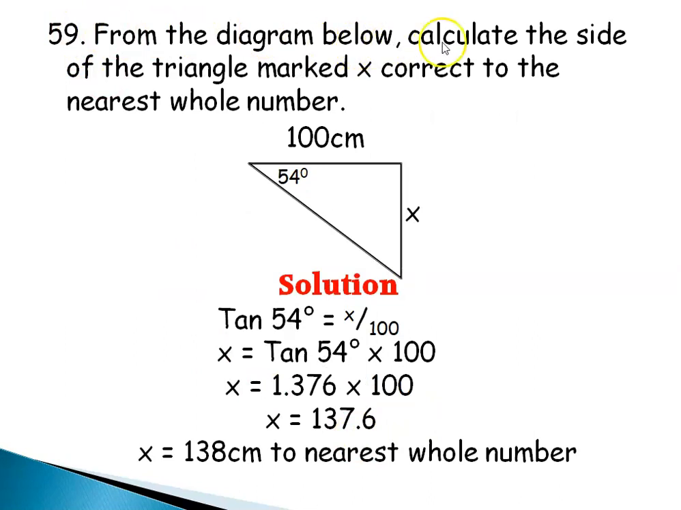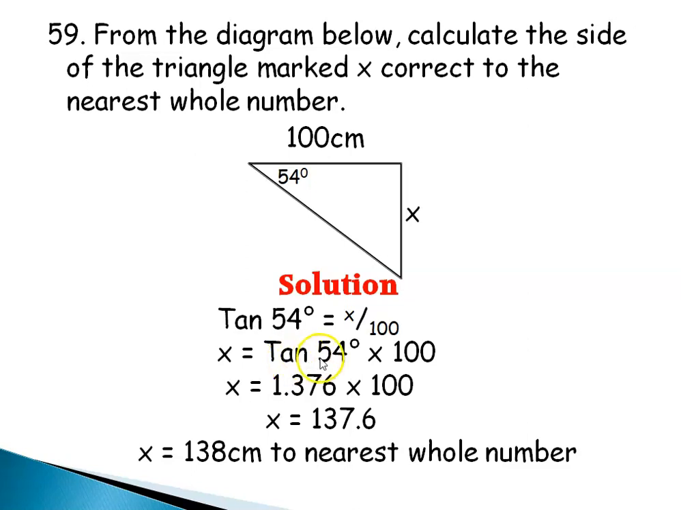From the diagram below, calculate the side of the triangle marked x, correct to the nearest whole number. Okay, so this is my diagram. I have an angle of 54 degrees here. This is my opposite and this is my adjacent. So I'm using tan, opposite over adjacent. So tan 54 degrees is equal to the opposite x over the adjacent 100. Alright, so by the time I cross multiply, my x will be tan 54 degrees times 100.